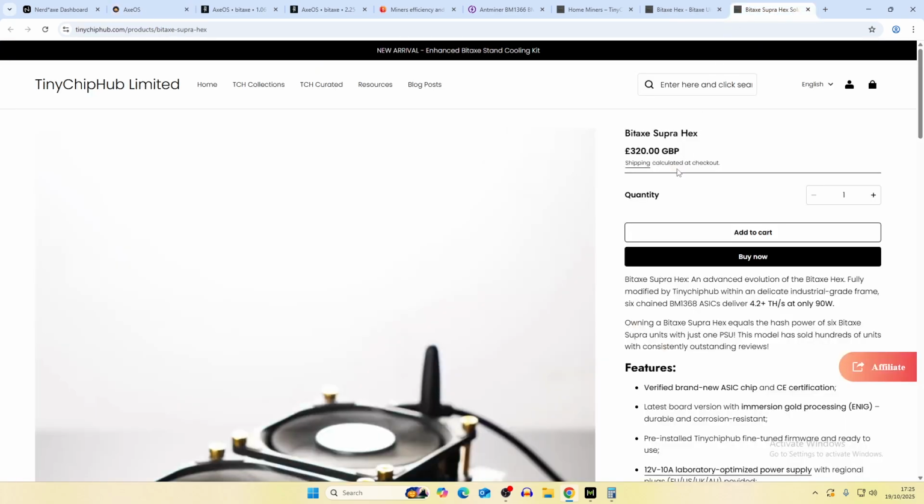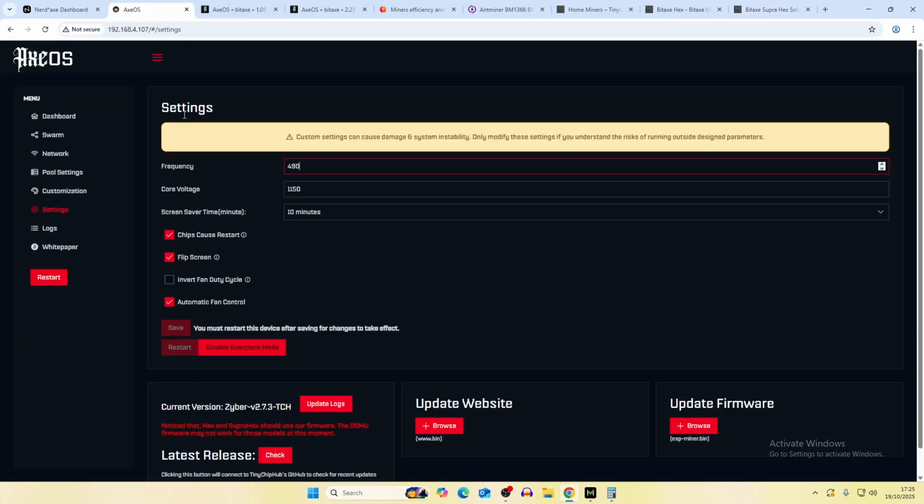But it leads me to believe that the Supra Hex probably has the same firmware settings that you see on the Zyber 8, where you can't go below a certain frequency and core voltage, which makes it very, very hard to do those potential underclocks.